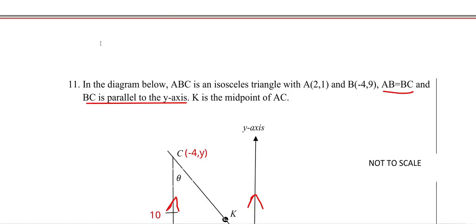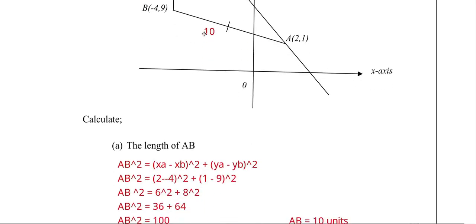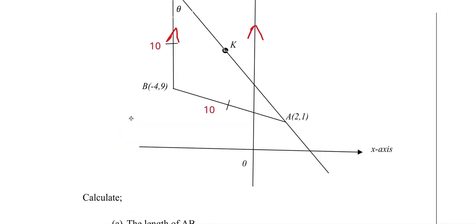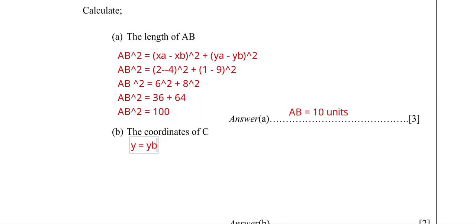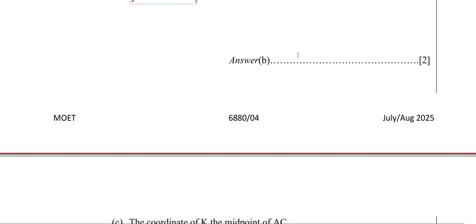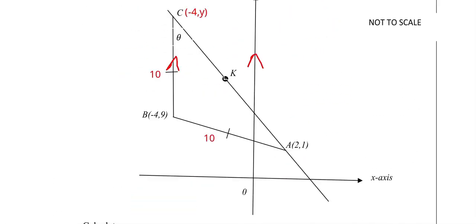Then that means that if they are equal, from 9, add 10 units to get y. So the y coordinate at C is equal to the y coordinate at B plus 10. It's 9 plus 10, giving you 19, which tells you that C is actually (-4, 19). Alternatively, you can use the distance formula.